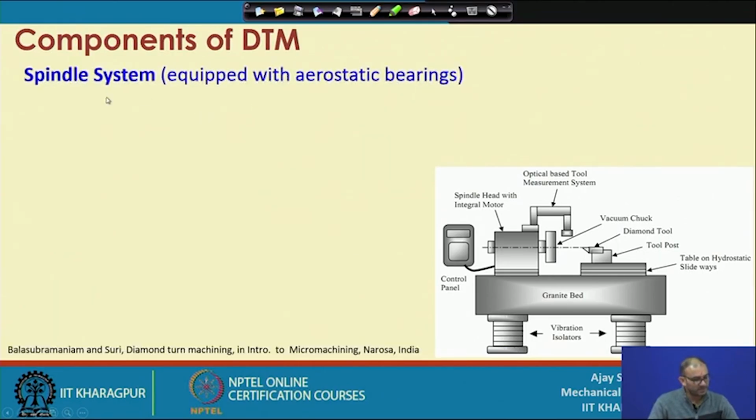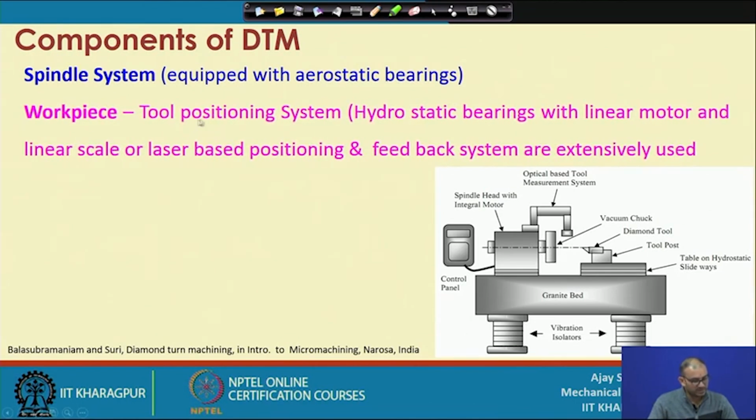Okay. So, first thing is the spindle system, what are the different components here. It is the aerostatic spindle we use here. That is the reason that you have very high accuracy and repeatability in rotation. Workpiece positioning system, mostly it is a hydrostatic bearing with a linear motor and linear scale, or laser based positioning and feedback systems are extensively used. So, here for movement you can use the hydrostatic or the linear with a linear motor, because we have seen the advantage of the linear motor also, because it is on a magnet base, and you will exactly get the required accuracy in terms of sub nanometer level.